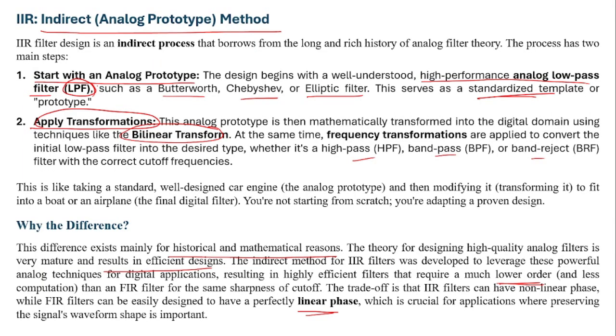Since we only have zeros, it has an additional advantage. What is the additional advantage? The additional advantage is that we can have a perfect linear phase. We can have a perfect linear phase. That will be coming a bit later.